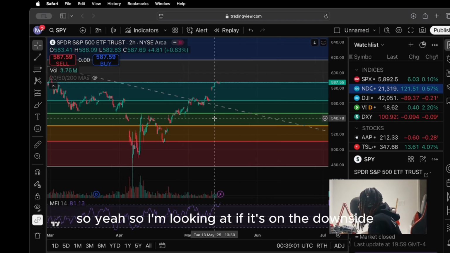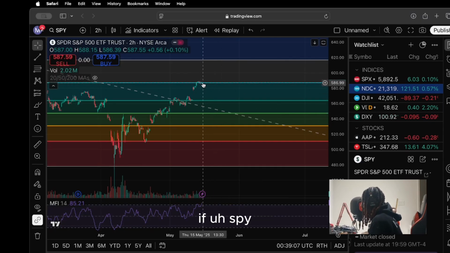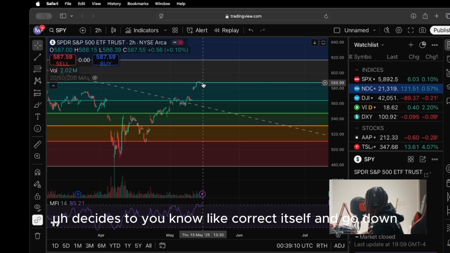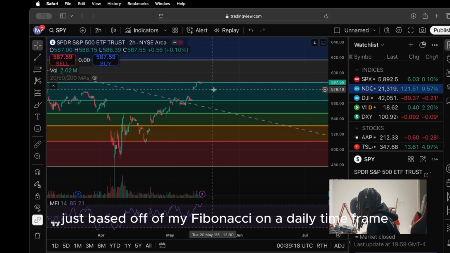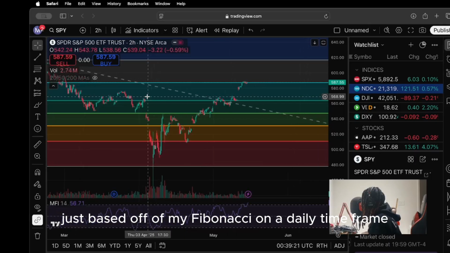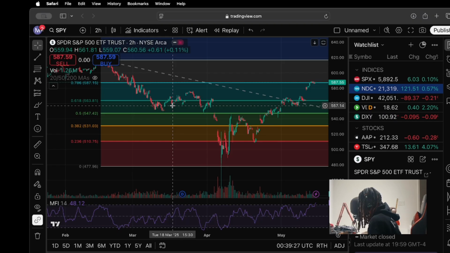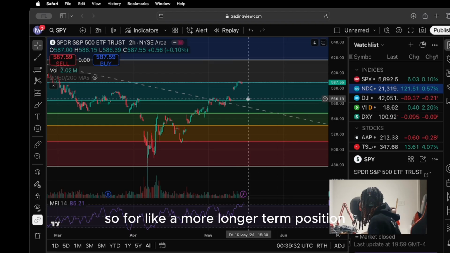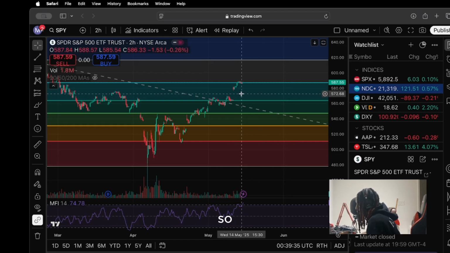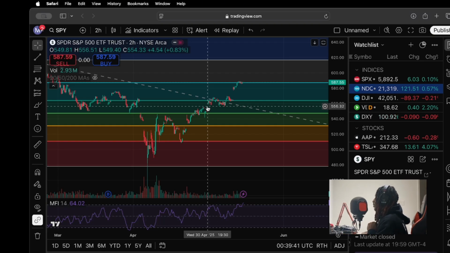So if on the downside SPY decides to correct itself and go down, I'll look at my next level of support at around 564, just based off of my Fibonacci on the daily time frame. You can also add Fibonacci on a smaller time frame when day trading. This time frame will be more for a longer term position or just looking at the overall direction. So I wouldn't necessarily use the daily time frame when I'm day trading any other stock.